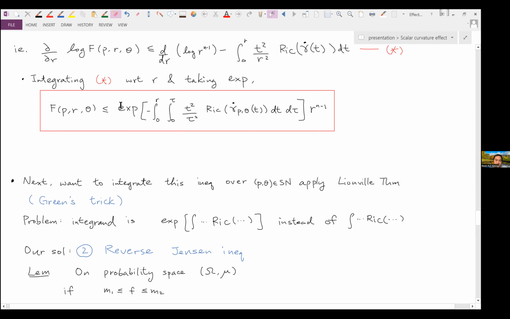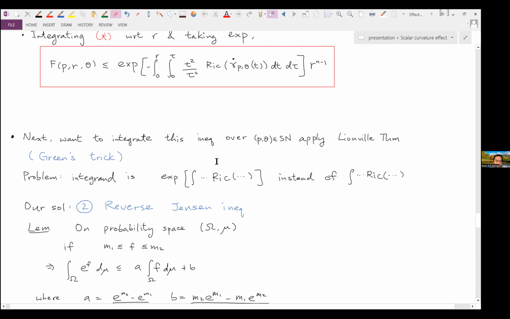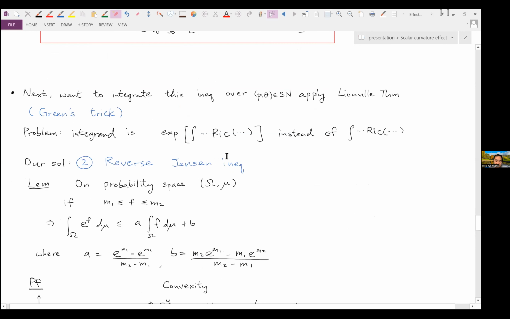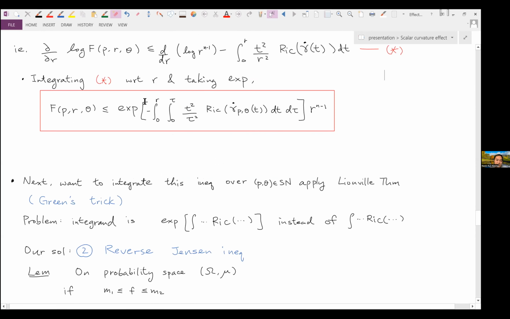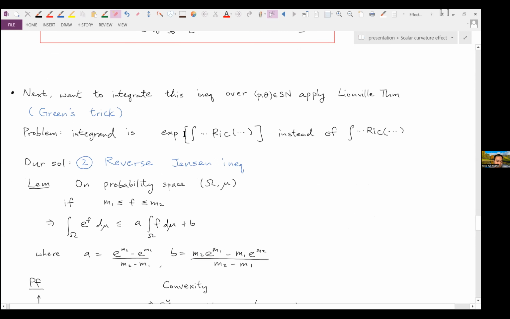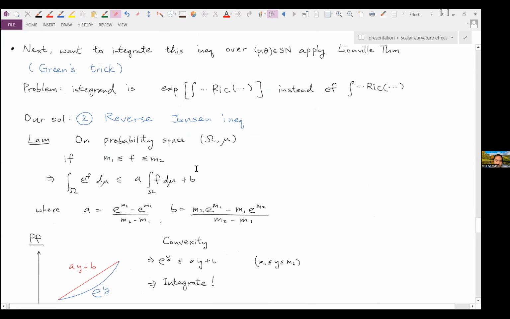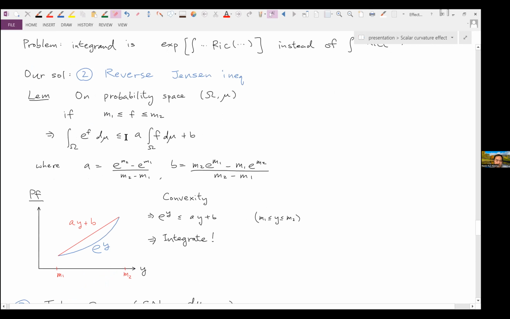You can't really just put the integral sign inside the exponential function. So that's why I need to derive some reverse Jensen inequality. Okay, the Jensen inequality is not helpful here because the inequality sign is exactly reversed. So this is a pretty simple lemma, which says the following.